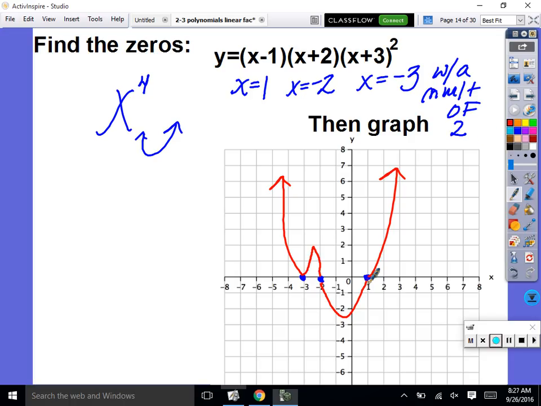If it has an even multiplicity, it bounces. Odd multiplicities will cross through. So I could have plotted this point in between to see how high up to go, but I'm okay with the rough sketch today. Does everybody understand?